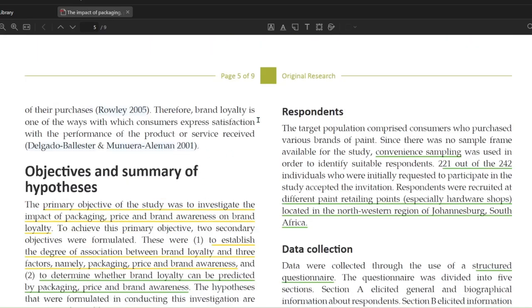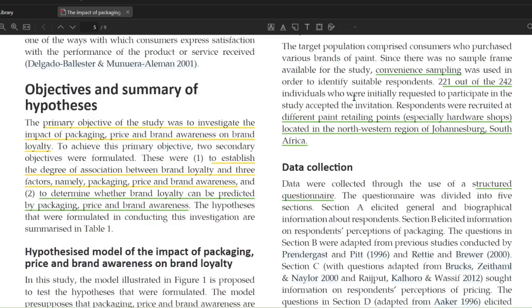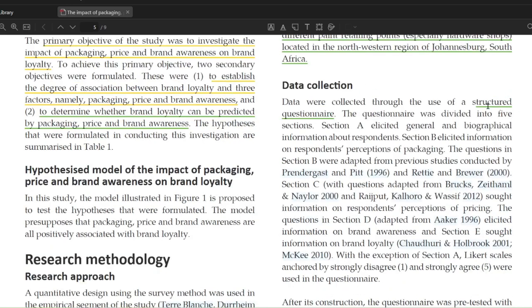After that, they said about the respondents. Here the convenience sampling technique is written, the sample size is written, and different retailing points, especially hardware shops located in the northwestern region of South Africa, are written. So we can get knowledge about the study samples. And the data collection procedure is also written here, the structured questionnaire. That means it's a quantitative study.